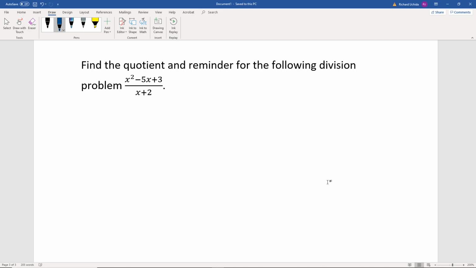So in this case, our k is negative 2. Remember, we're dividing by x minus k, so our k in this case is negative 2. And then what you do, you put in this box the coefficients of your dividend. So the coefficient of the x squared was 1. The coefficient of the x term was a negative 5. The constant term was a 3.